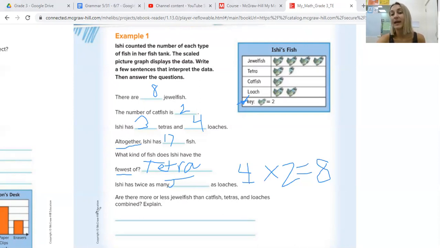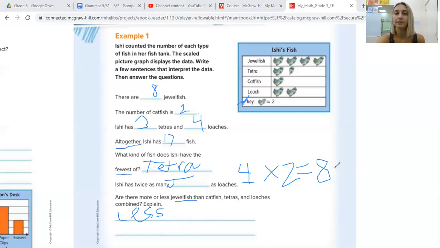Are there more or less jewelfish than catfish, tetras, and loaches combined? So we know we have 8 jewelfish. They're asking, are there more of just jewelfish than catfish, tetras, and loaches altogether? So let's just add catfish, tetras, and loaches. We have 2 plus 3 is 5, plus 4 is 9. So are there more or less jewelfish than all of those together? There's less.